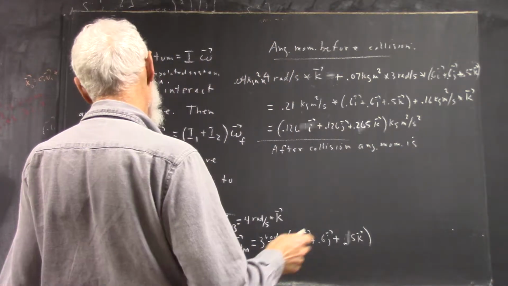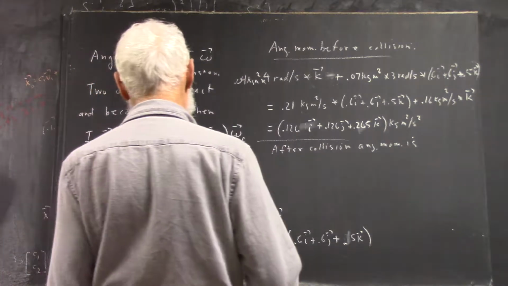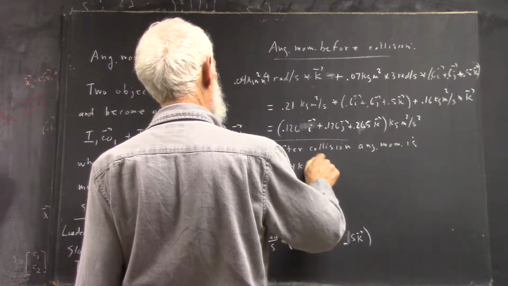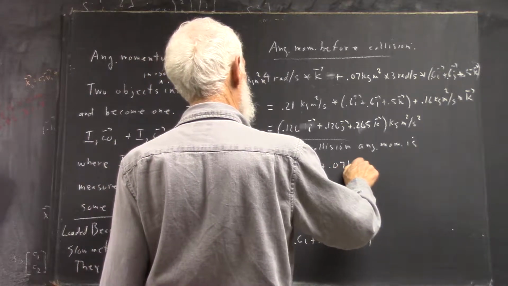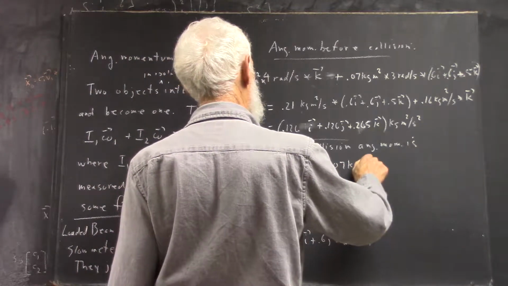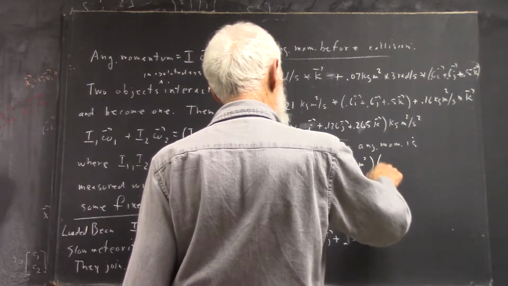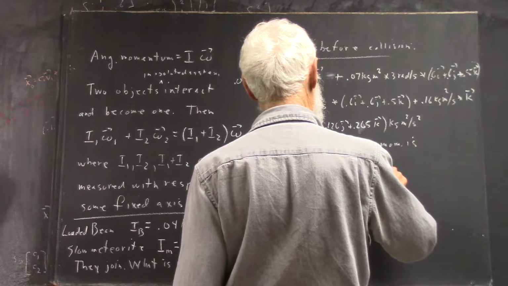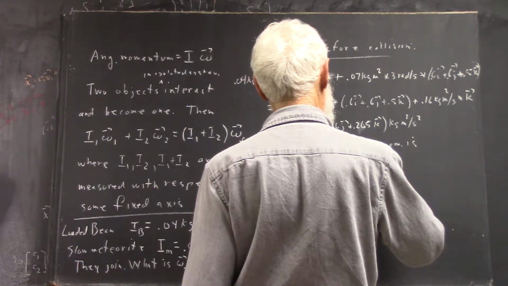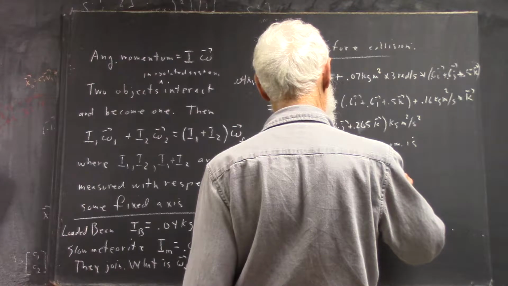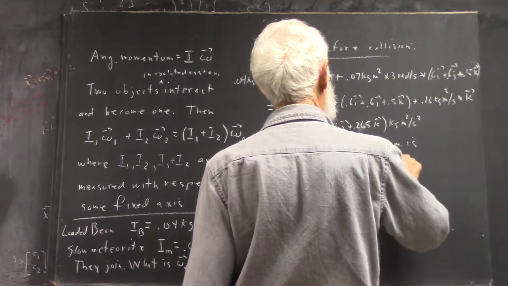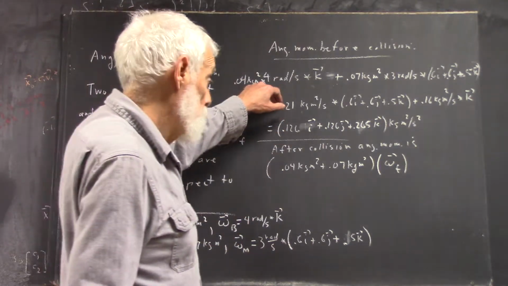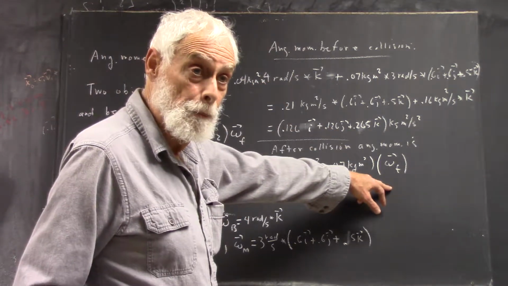So after collision, the angular momentum is 0.04 kilogram meter squared plus 0.07 kilogram meter squared multiplied by omega f. Okay? And the two are equal, so we can easily solve for omega f, right?